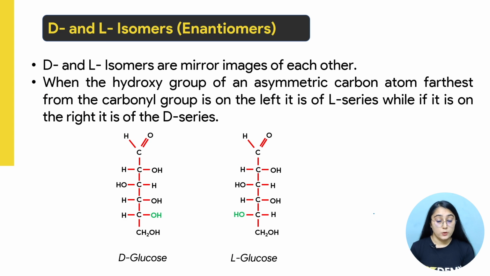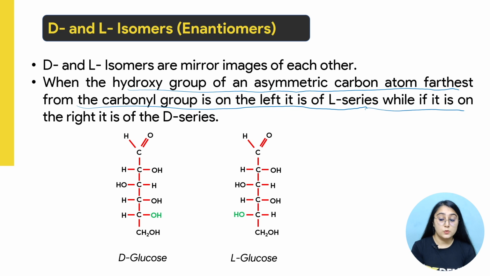Now we go to the next one, which is enantiomers, or we can also call them D and L isomers. D and L isomers are actually mirror images of each other. When the hydroxyl group of an asymmetric carbon farthest from the carbonyl group is on the left side, it is of the L series, while if it is on the right side, it is of the D series. Let us understand this by an example so that it becomes easier.